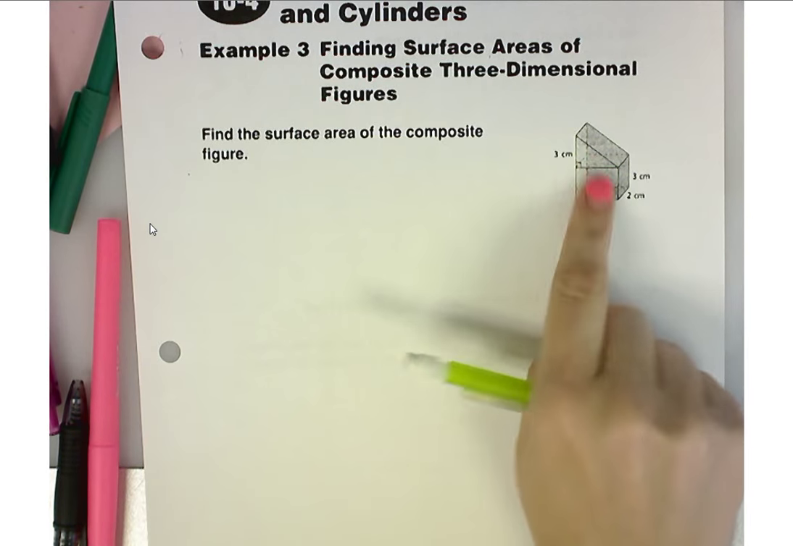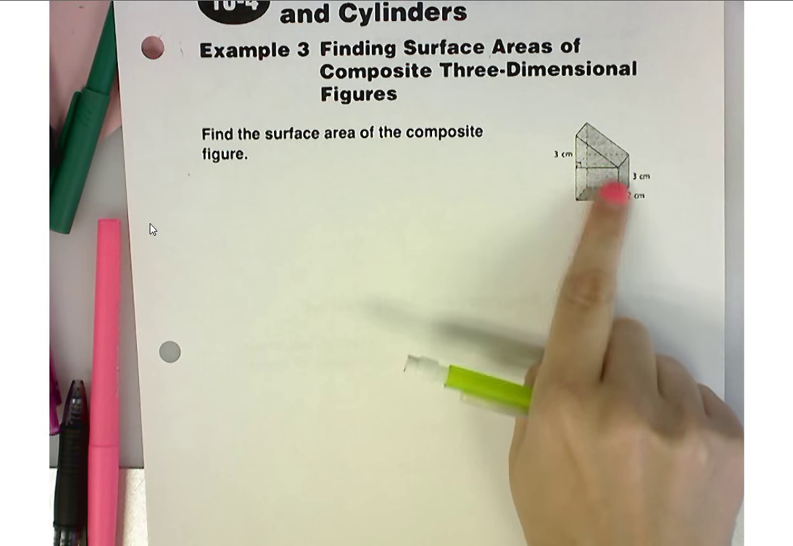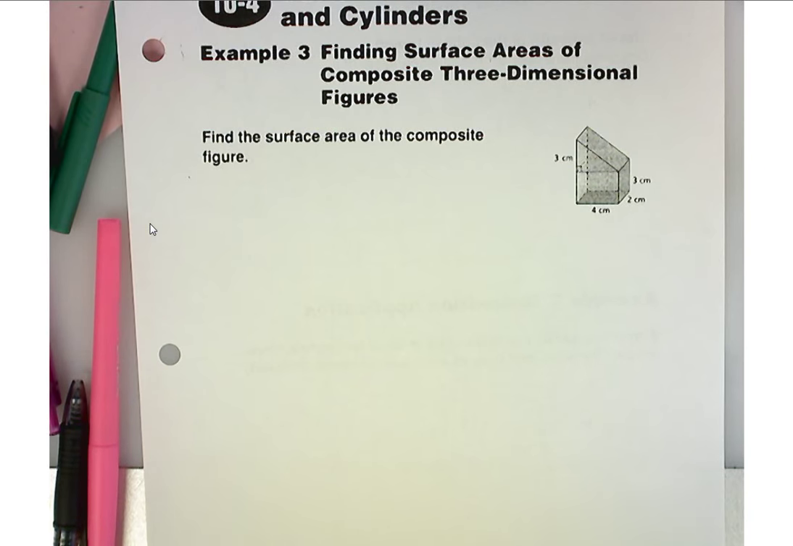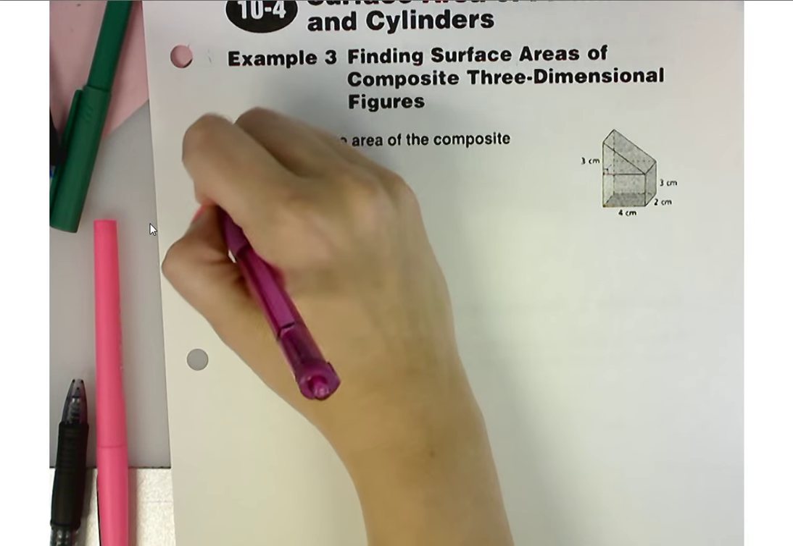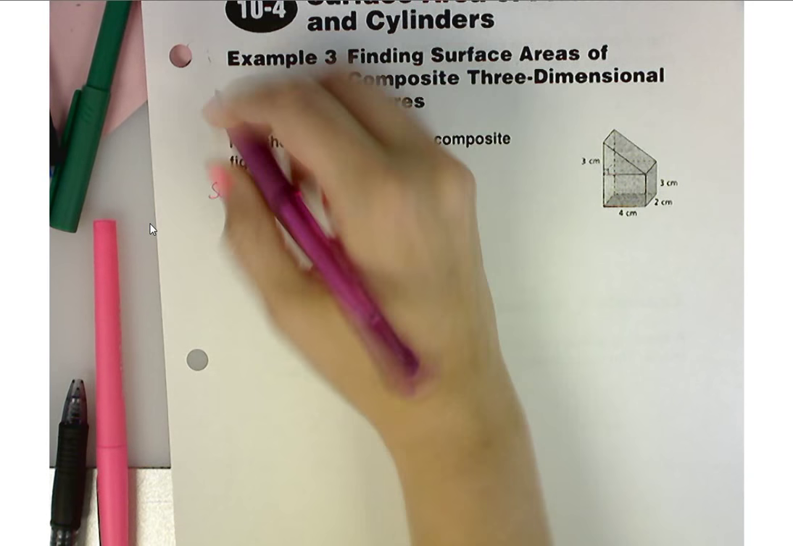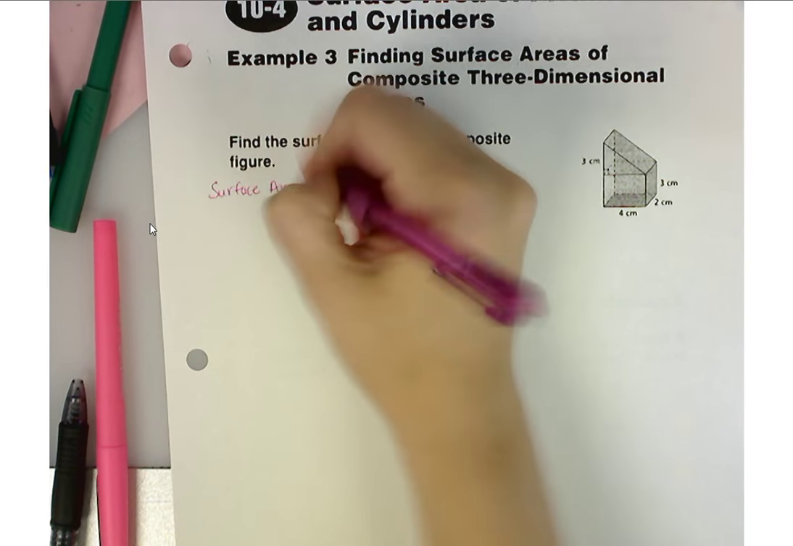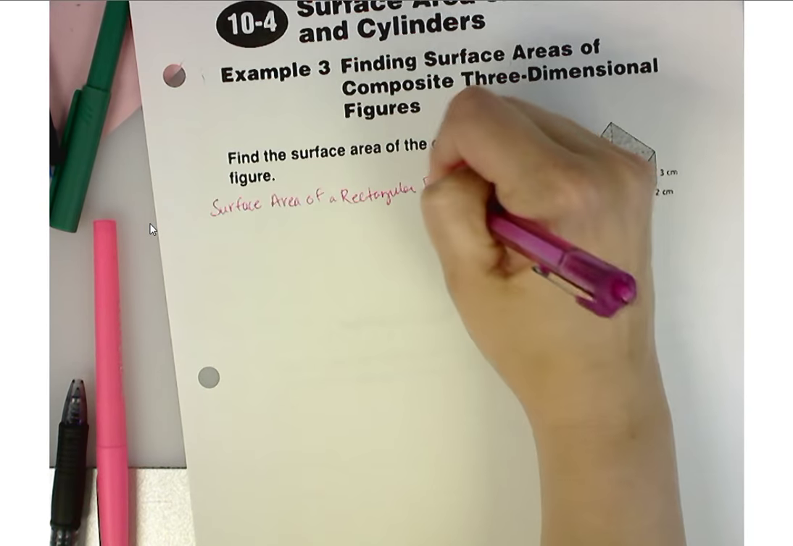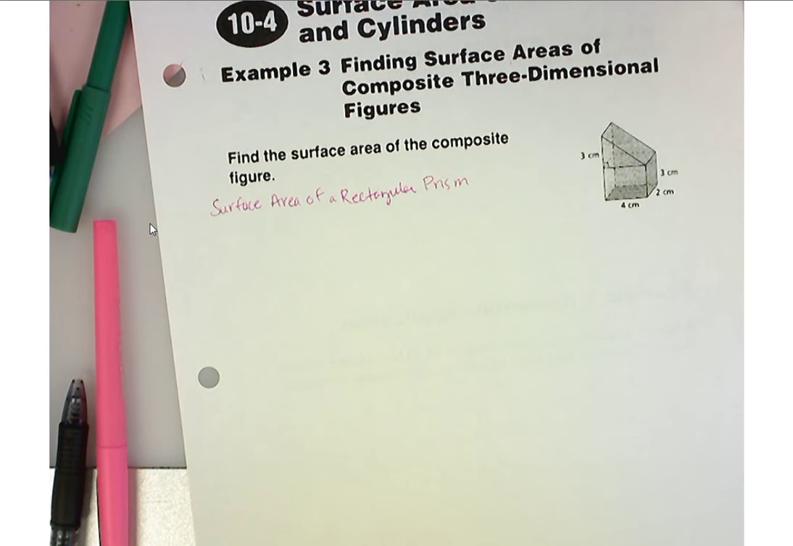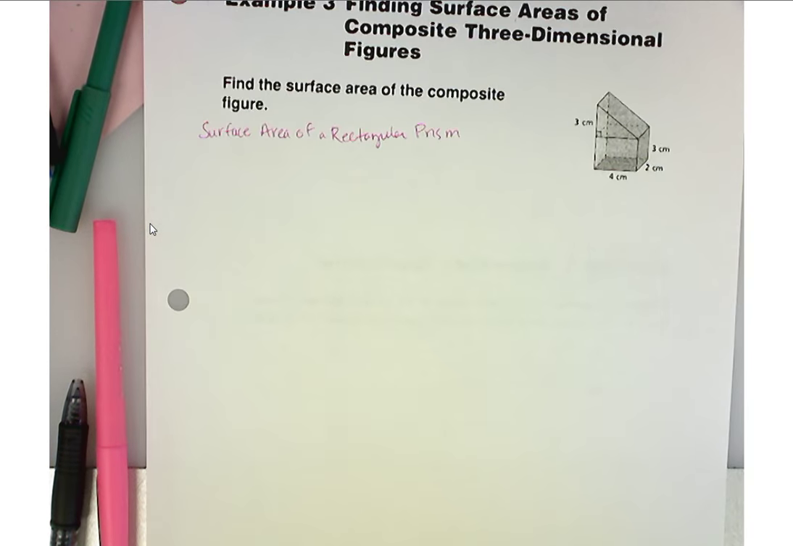Right, so we have 2 shapes here. The shape on the bottom is what? A rectangular prism. Okay? And the one on the top is a triangular prism. So the first thing we'll do is find the surface area of the rectangular prism. You might need your notes from yesterday too if you don't remember some of your formulas.